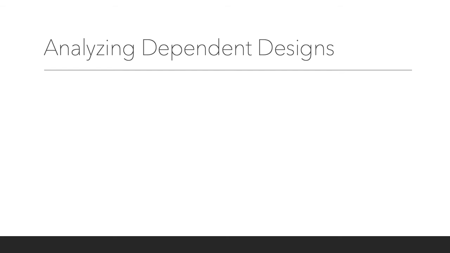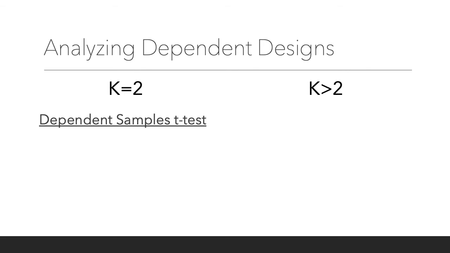So what about analyzing these designs? Well, it depends. And I mentioned this in my introduction. If your K, which is the levels of the IV, is 2, versus if your K is more than 2, 3, 4, 5, 6, whatever it may be, you're going to use one of 2 different designs. If your K is 2, you're going to use a dependent samples t-test.